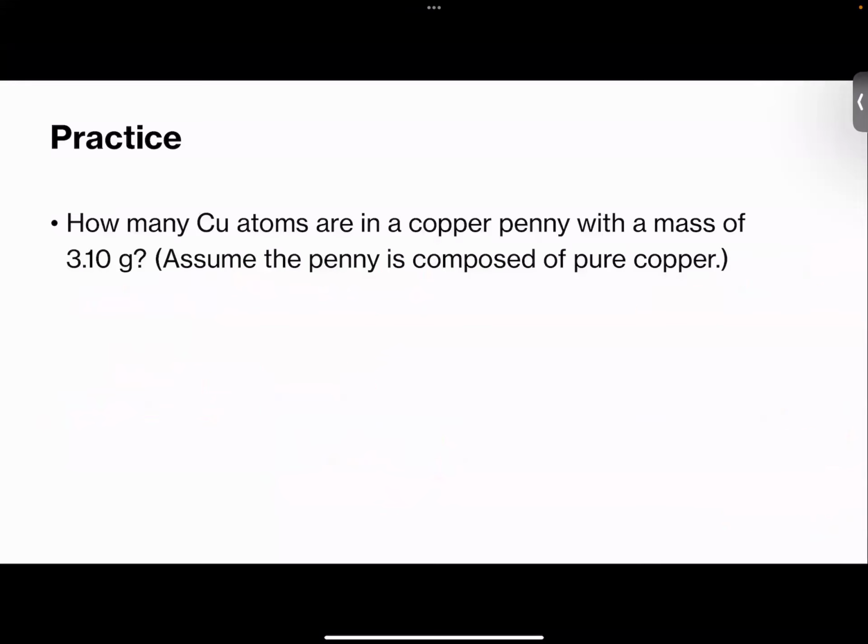Let's look at one more example. How many copper atoms are in a copper penny with a mass of 3.10 grams? Assume the penny is composed of pure copper. I am given 3.10 grams of copper, and I want copper atoms. Here's what I was talking about earlier. Yes, I could use this flow chart. Or I can go, okay, folks, I got grams of copper. What does that mean I got to use? I got to use the molar mass.